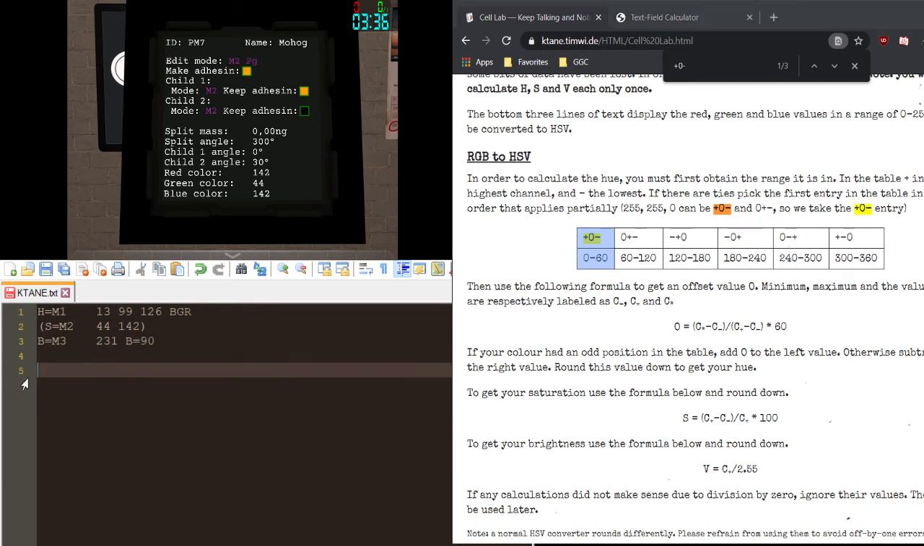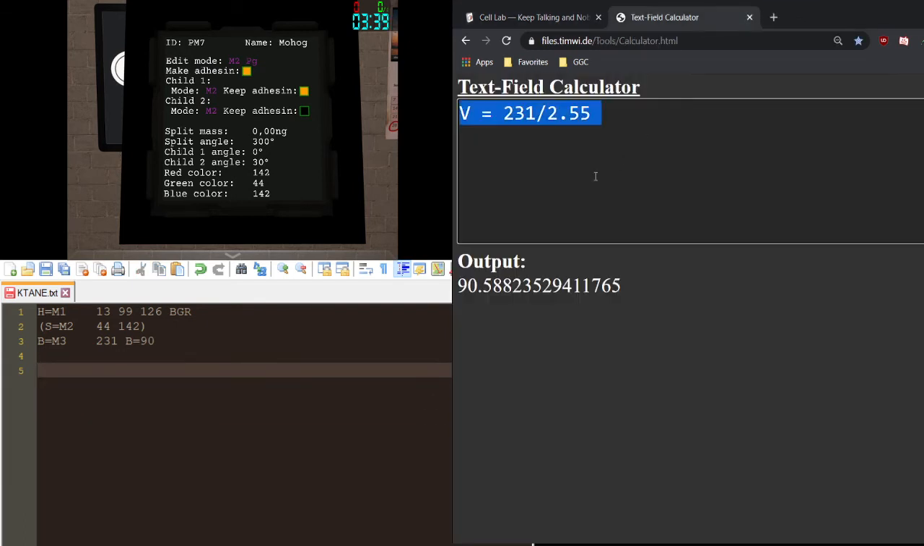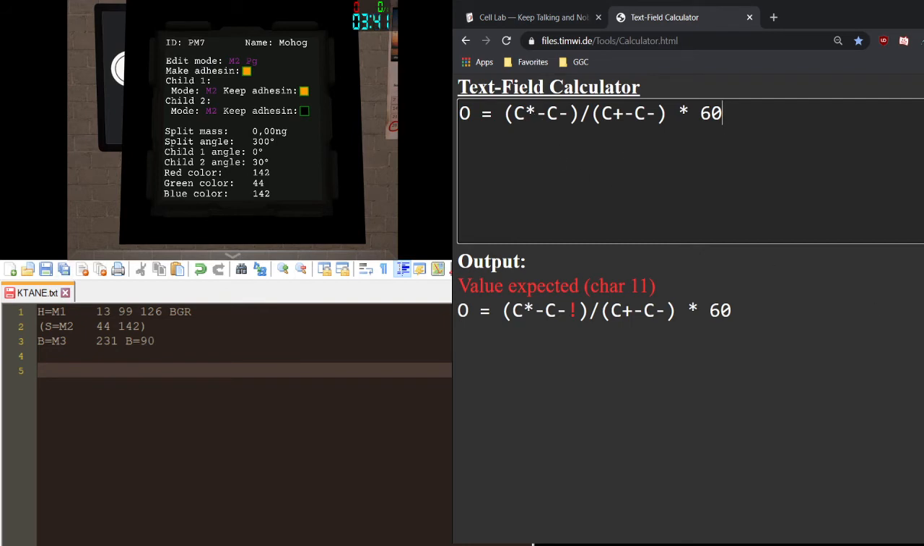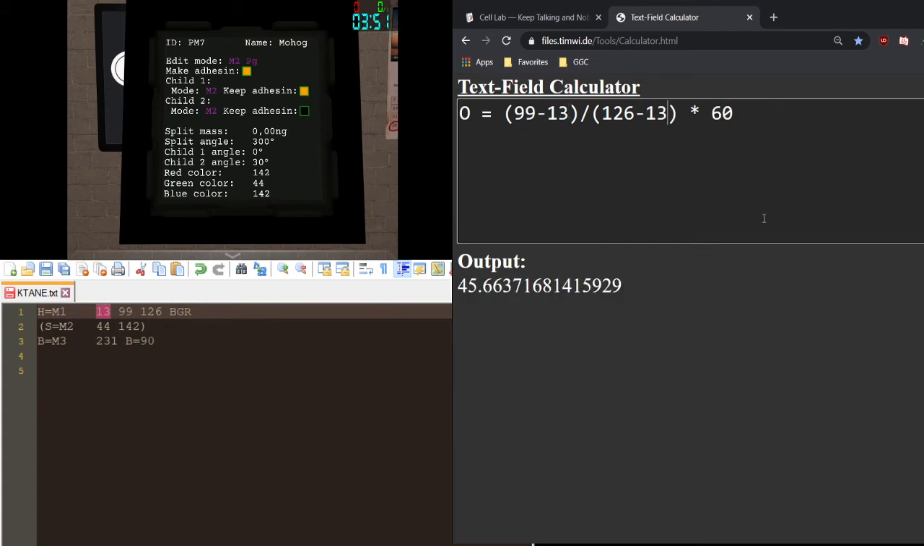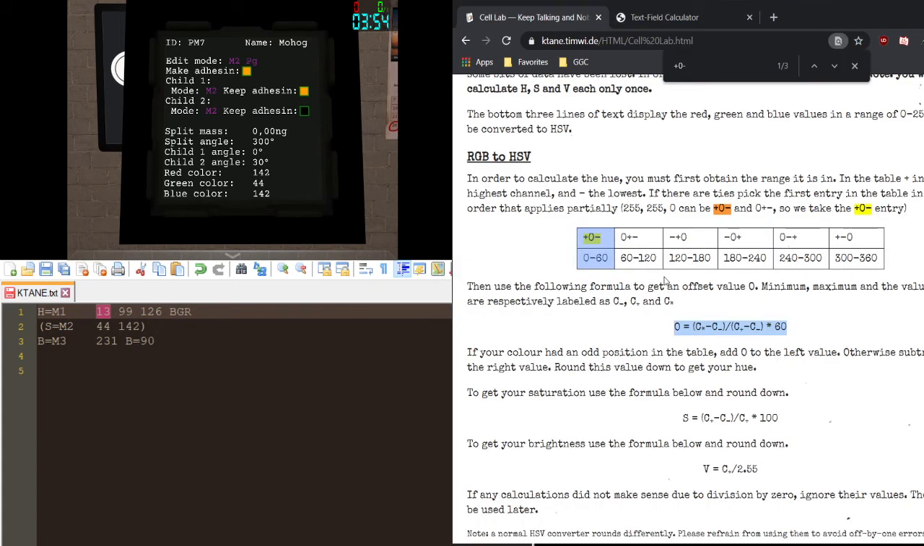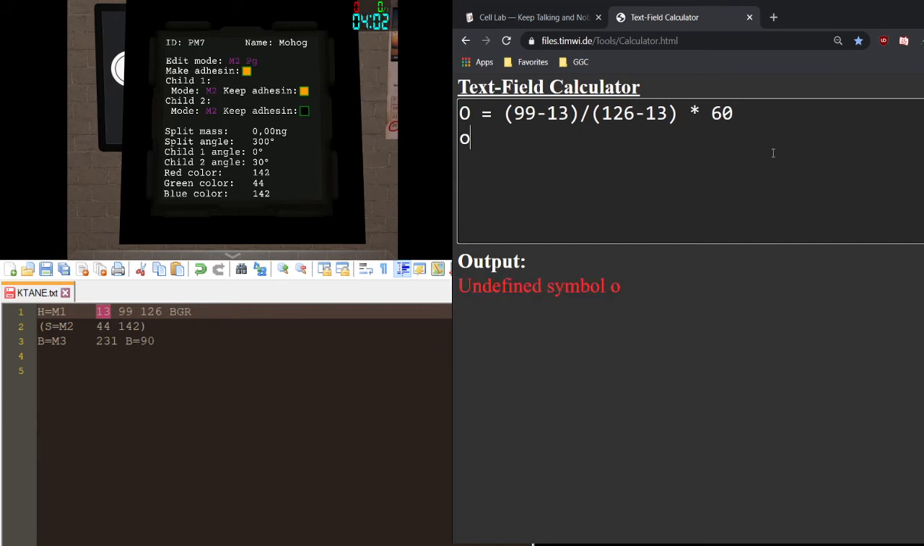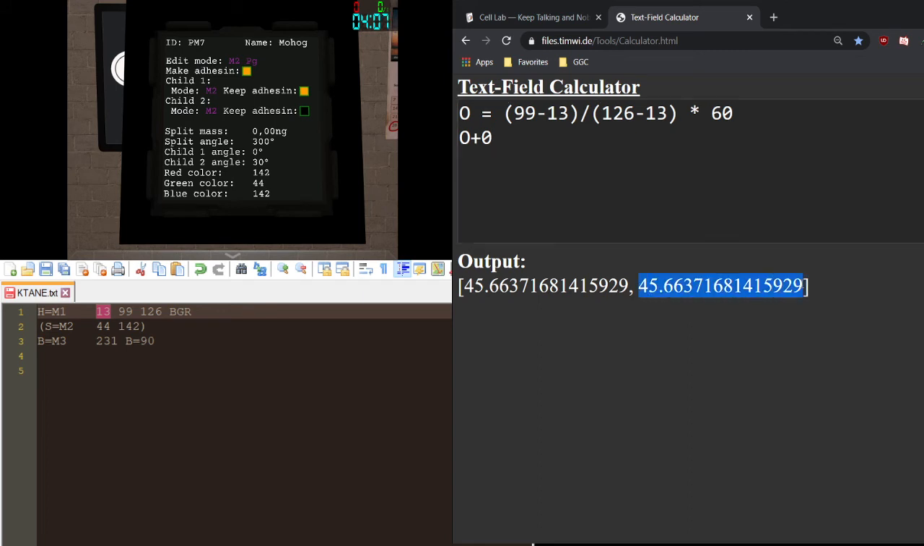So, now we calculate O. We take the middle value for C asterisk, the highest value for C plus, and the lowest value for C minus. This is O. Because this entry has an odd index in the table, we add it to the left value, which is 0. O plus 0 is still O. So we take the results, floor it, remove decimals even, and that's our hue.